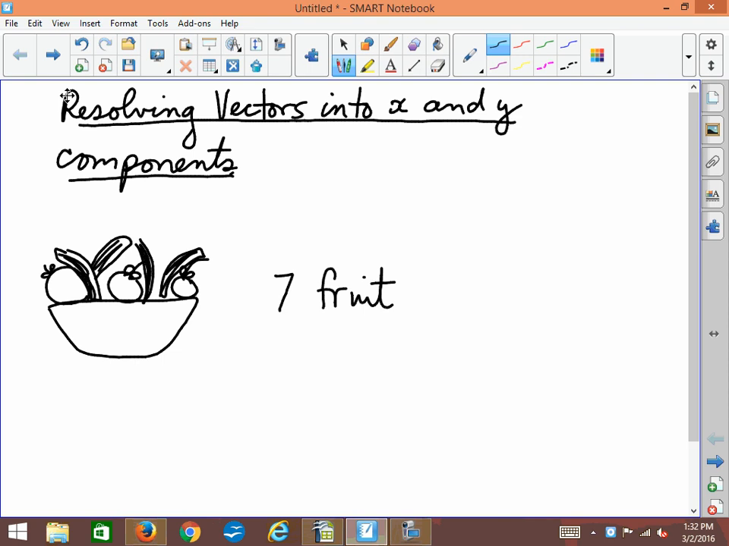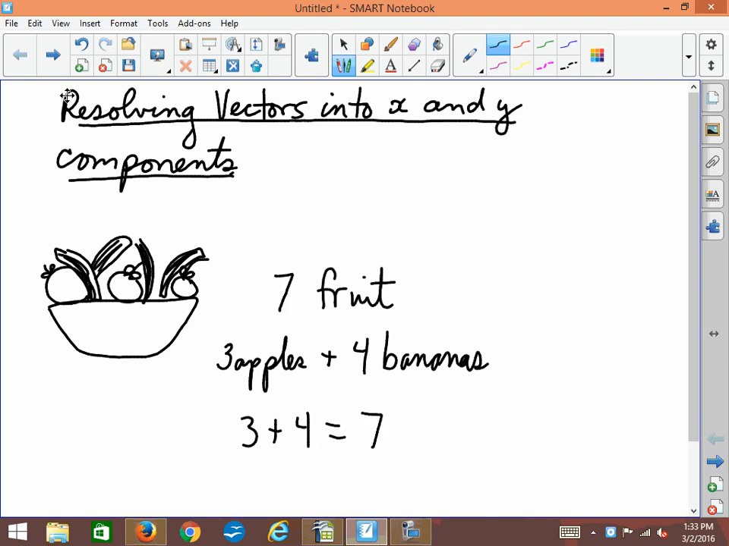If we were describing this bowl of fruit, we could tell people I have a bowl with 7 fruit in it. But perhaps there's a way we could give them more information. We could also describe the 7 fruit as 3 apples plus 4 bananas. So in a sense, what we're saying is 3 plus 4 is 7. That's 2 different ways of saying 7 fruit, but one way gives us only the number of fruit. The other way tells us more stuff, useful information, right? So 3 plus 4 could be used, or 7 could be used to describe this bowl of fruit.